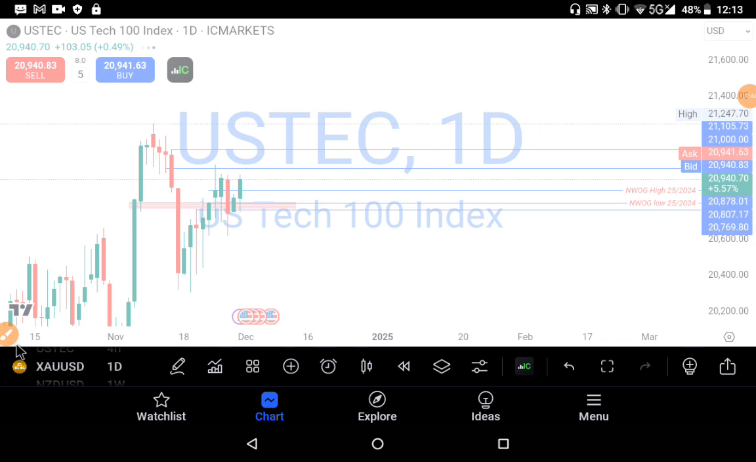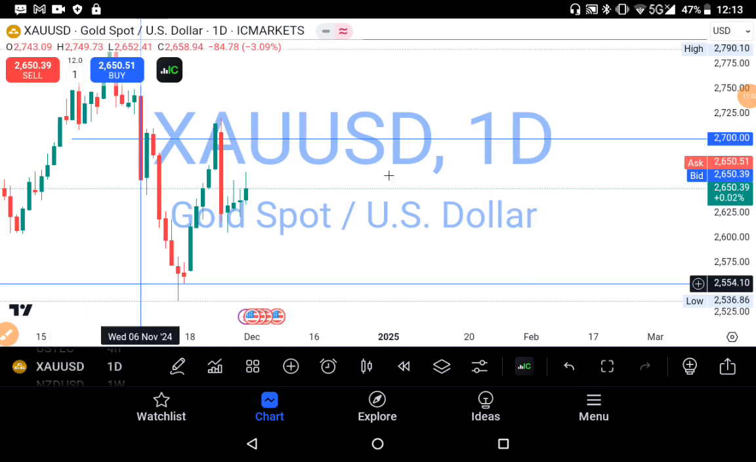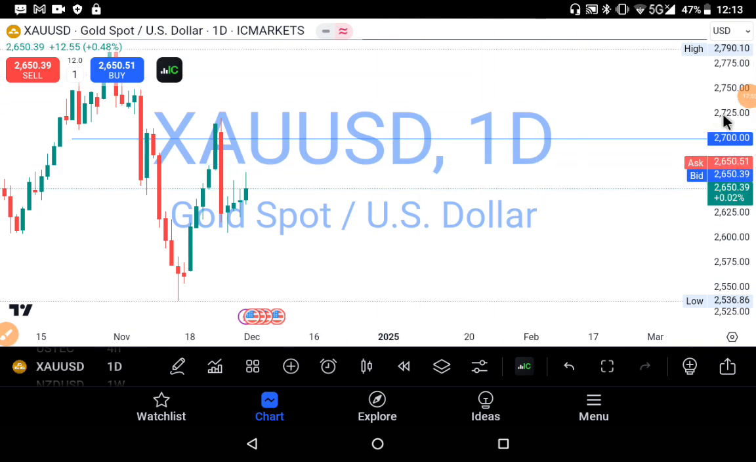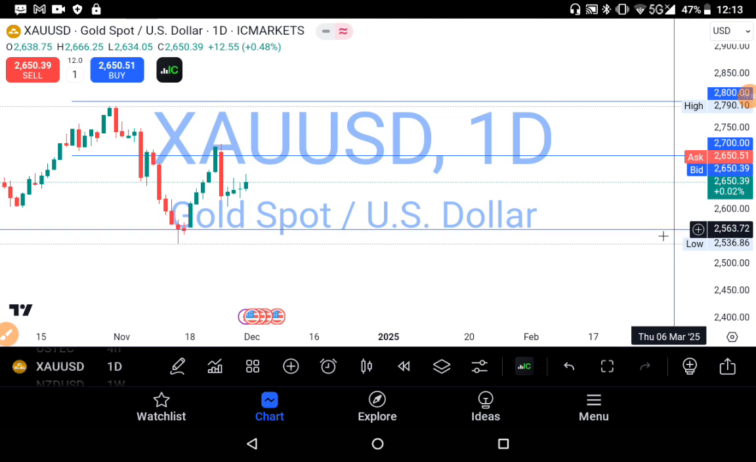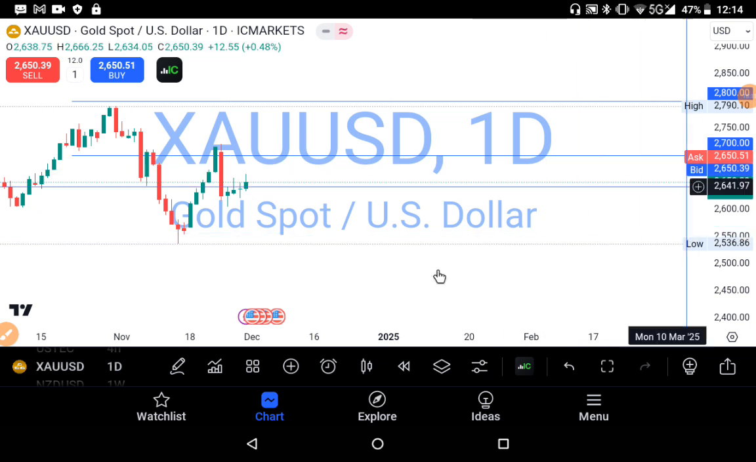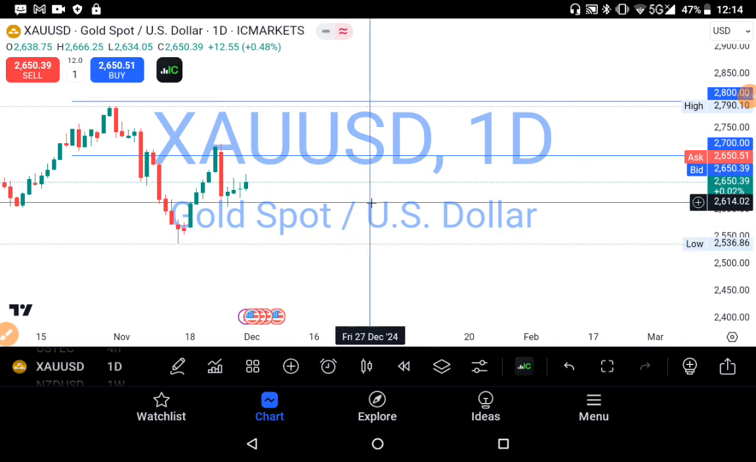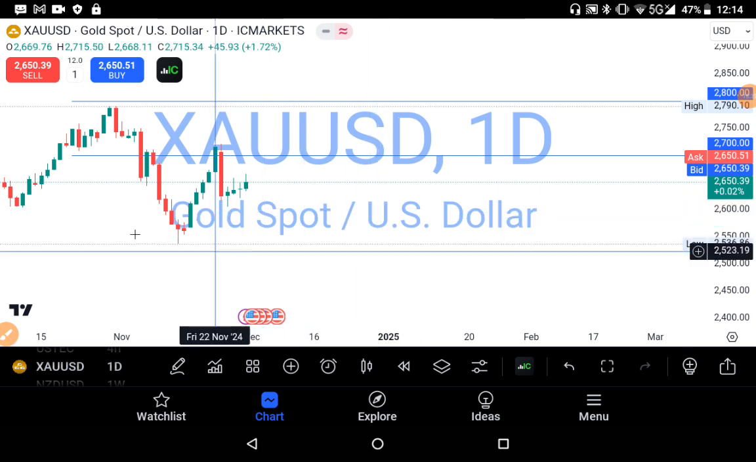So on gold, without wasting much of my time. On gold last week I was interested in 28,000. I was interested in the market price delivering 28,000, but it was unable to be delivered. So the market price rode towards 2600 or thereabouts.